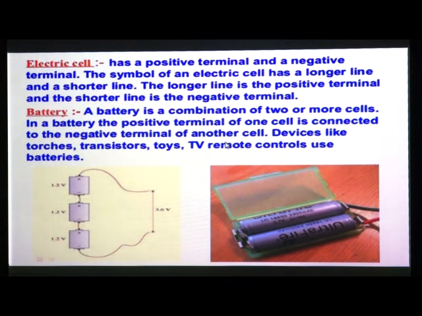You can open this remote and see how these cells are connected with each other. Okay, so you can see the positive sign, you can see the negative sign, and you can read this and get proof from those batteries.